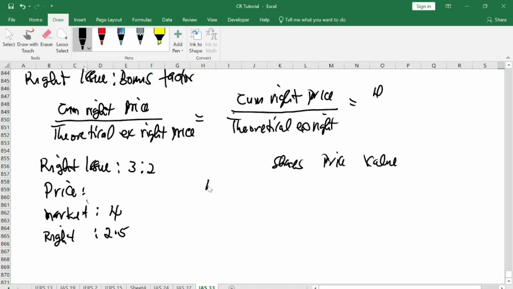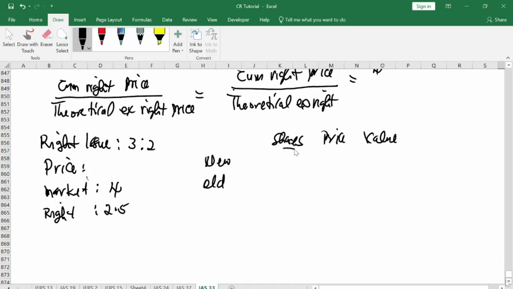I told you that you can start with the new shares, and then you have your old shares. Your new shares, you pick them from the rights issue here. The meaning of this rights issue is that when they say 3 for 2, it means that when you hold 2 shares in a company, they will give you 3 shares to buy. So it means it will give you 3 new shares to buy for every 2 shares that you hold.